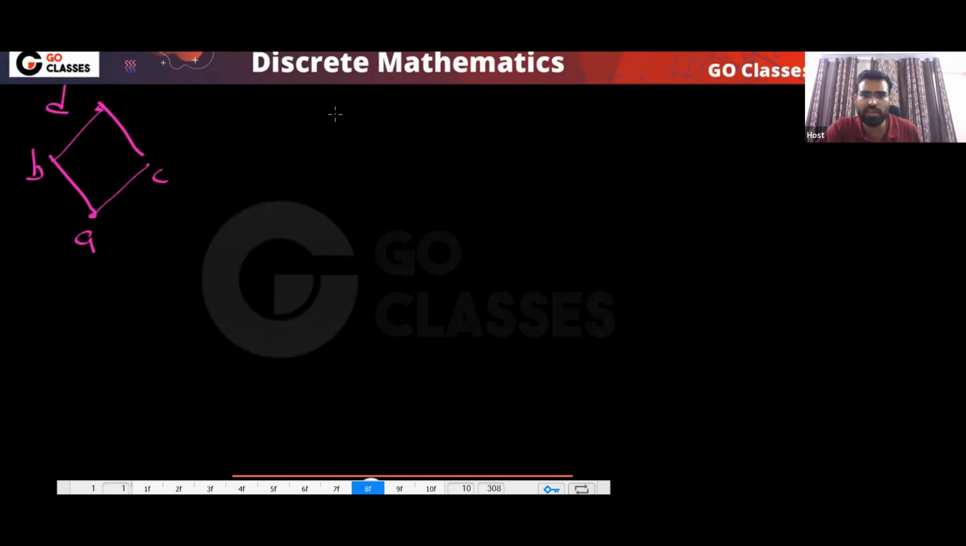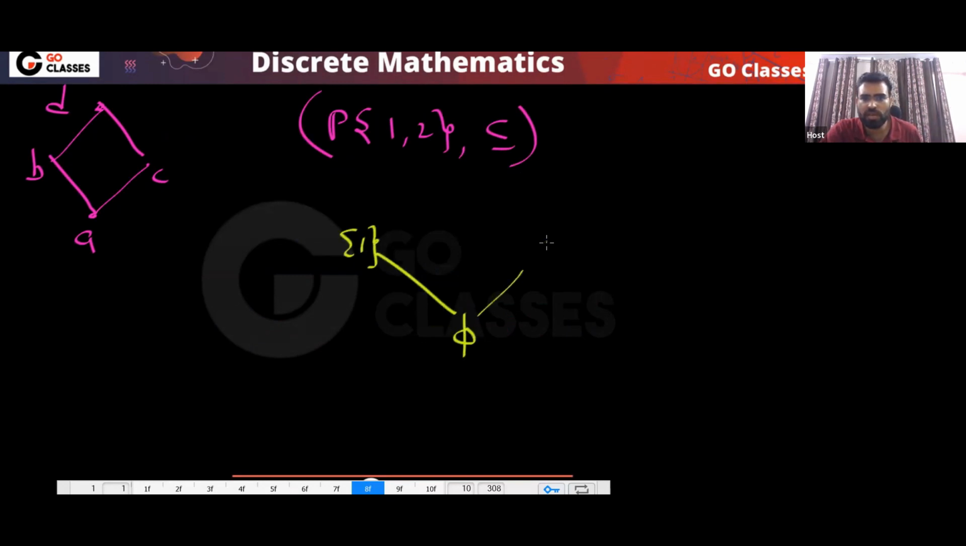So let's see this concrete example, like power set of a comma b, or I can say power set of 1 comma 2. What will be the Hasse diagram for this? The Hasse diagram for this will be phi, which will be related to 1 and to 2, and these will be related to 1 comma 2. Now you can notice this will be the Hasse diagram.